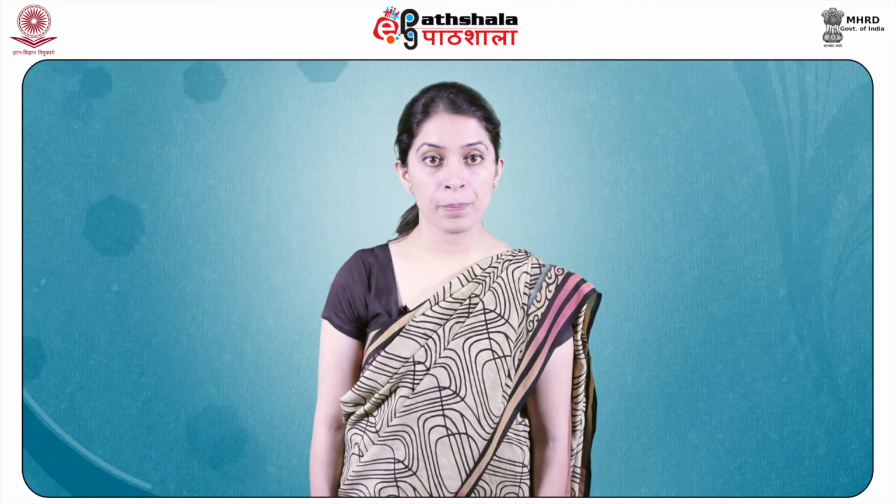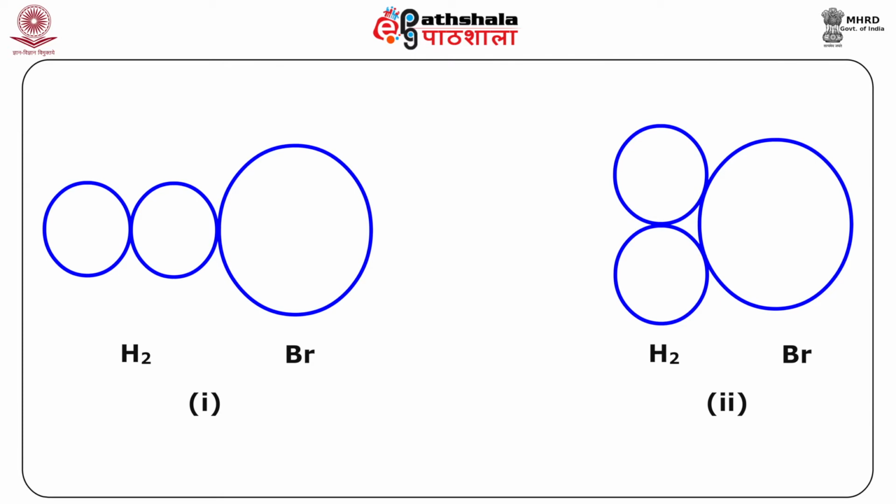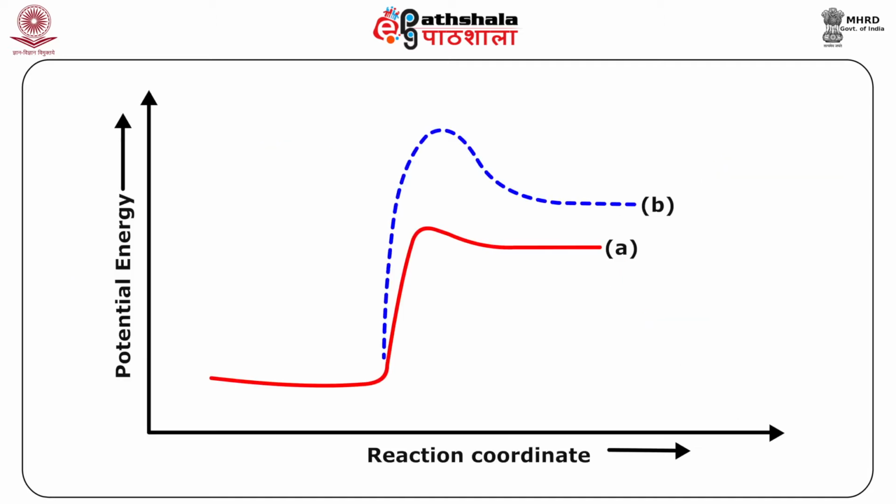In order to understand this graphical plot of potential energy as a function of reaction coordinate, it is important to note that the collision between bromine and hydrogen can occur in two ways as shown. Now in the potential energy plot, curve A corresponds to the way of collision as shown in figure 1, and curve B gives the potential energy plot for the collision shown in figure 2.